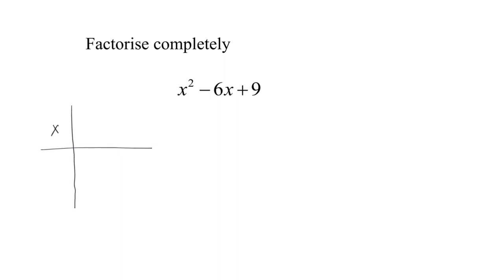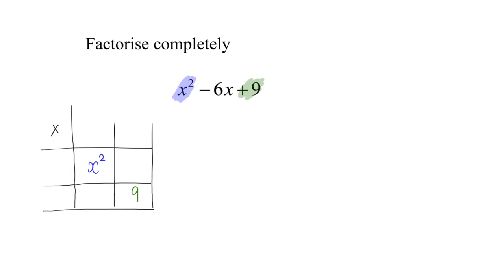So I'm going to just draw this out quickly. And let's place our terms. X squared has to be placed in this box, and my positive 9 in this box. So x times x will give me my x squared. So that's where you see x times x gives me my x squared.